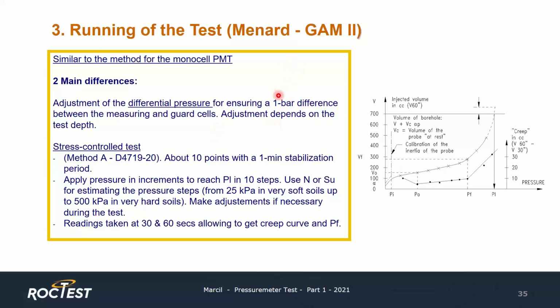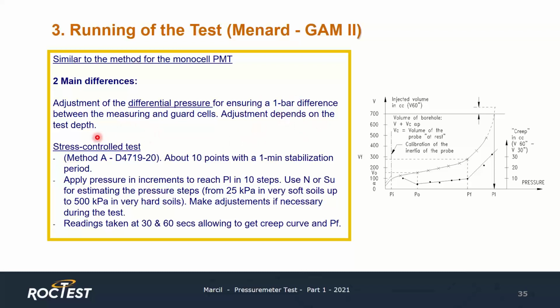The pressuremeter test done with a Menard pressuremeter is very similar to the method that I just described. But there are two main differences. First, with this pressuremeter that has two circuits, you have to adjust the differential pressure. You have to make sure that there's always a 1 bar pressure difference in the probe. So this adjustment depends on the test depth, and it should be done before every test.